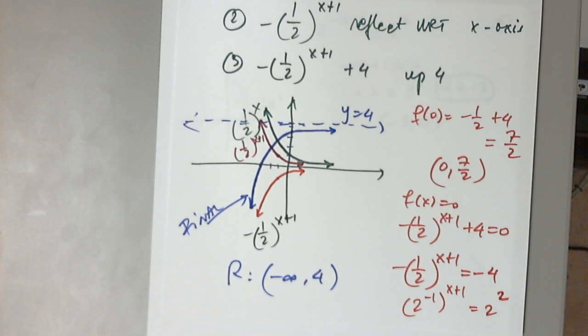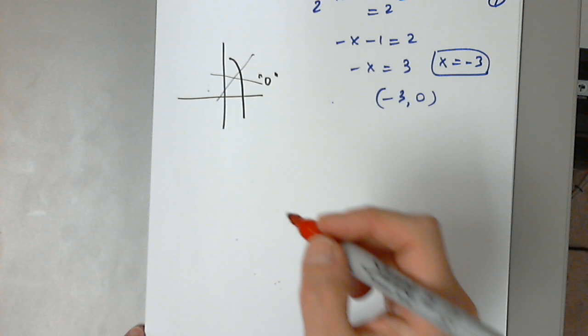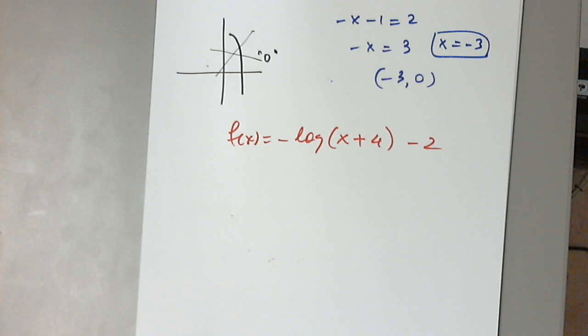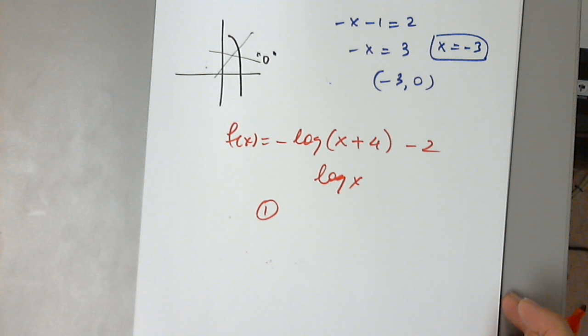Okay, so let's look at log. Let's say we have f of x equals negative log of x plus 4, minus 2. What is the base function here? Right, indeed, log x. What is the first transformation?